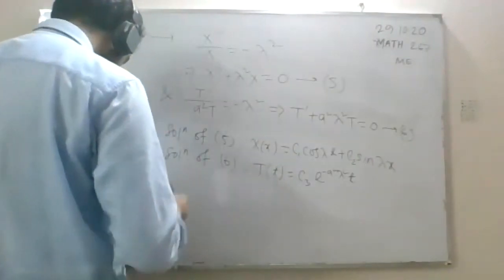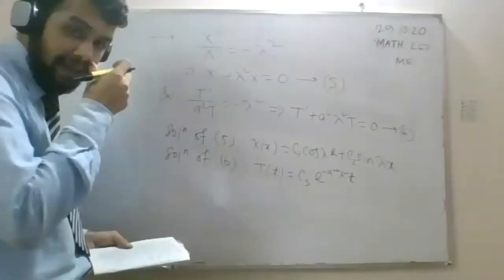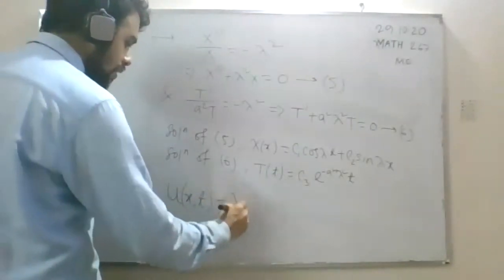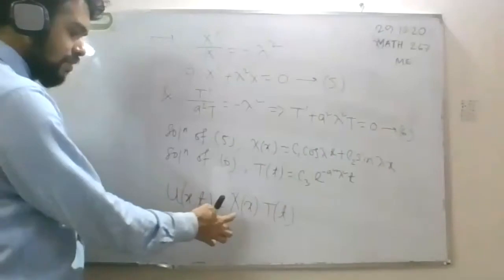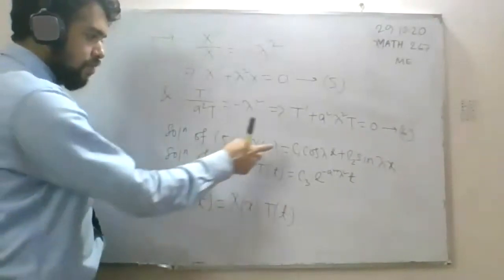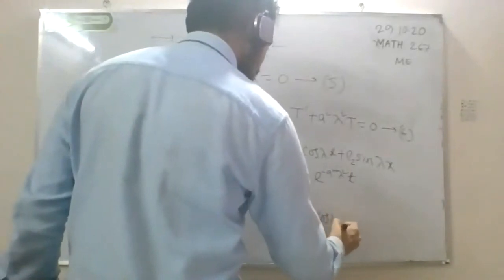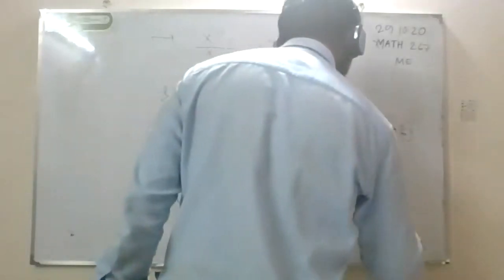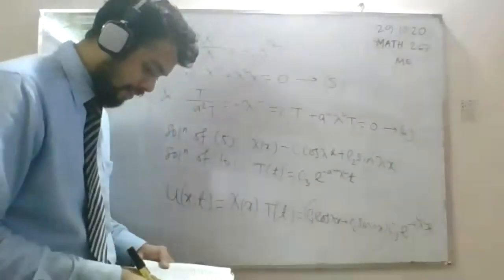So now you have to put those values in your equation. That means u(x, t), which we assumed by the product method, u(x, t) equals X(x) into T(t). It is a function of x and also t. This is your product method. So you put those values here, and you get (c1 cos lambda x plus c2 sin lambda x) into c3 e to the power minus a square lambda square t.